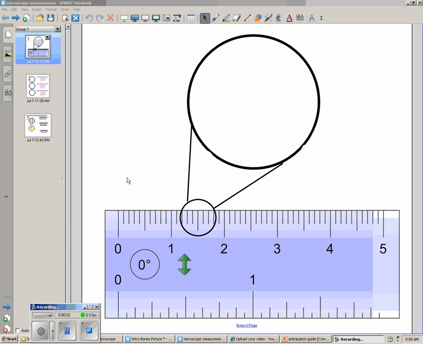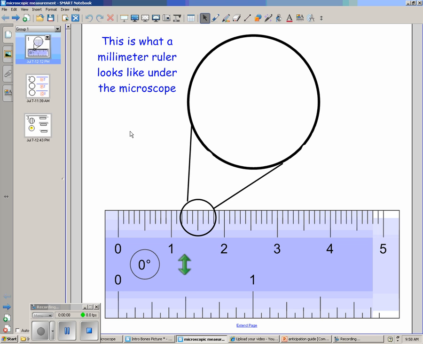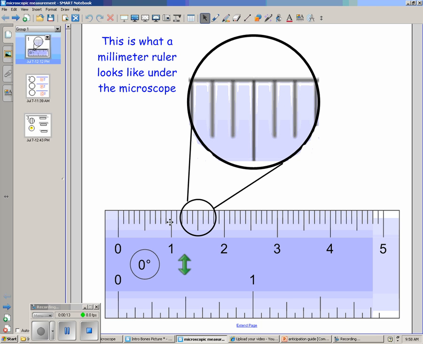Take a look at how to measure under the microscope. So this is what a millimeter ruler is going to look like under the microscope. So we can see that we have our big ruler and we're going to magnify this little piece. Each space is actually going to be equal to 1 millimeter. So you have 1 millimeter here, 1 millimeter here, 1 here. If we counted the spaces, 1, 2, 3, 4, 5, 6, we can see that our field of view is going to measure 6 millimeters.